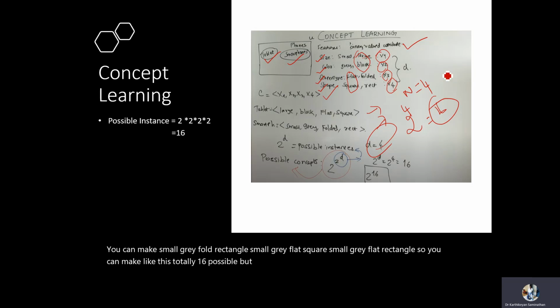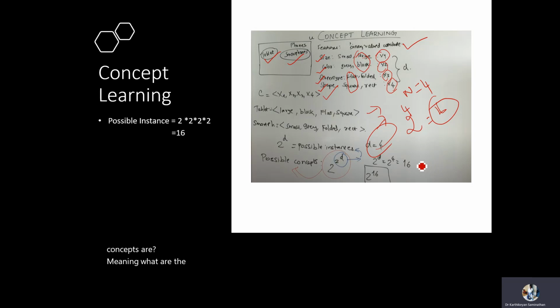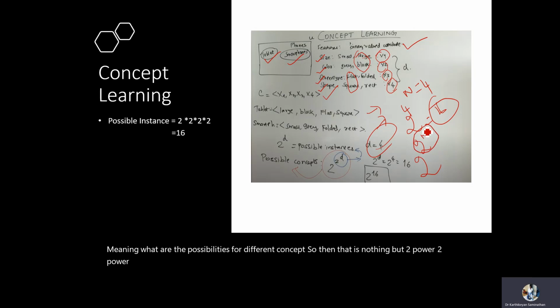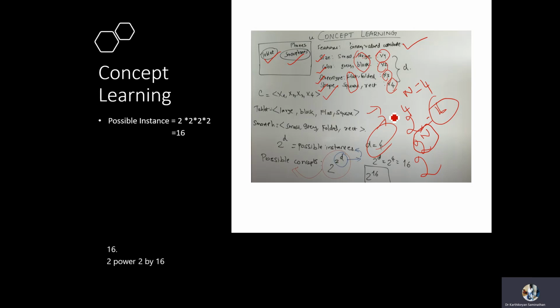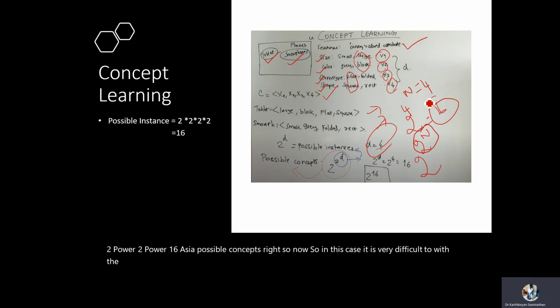But what are the possible concepts? That means, what are the possibilities for different concepts? That is 2 power of the number of instances, so 2 power 16. 2 power 16 is your number of possible concepts, right? So in this case, it is very difficult to go with so many concepts.